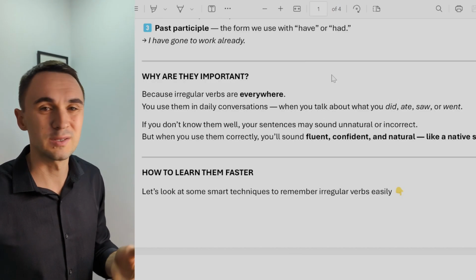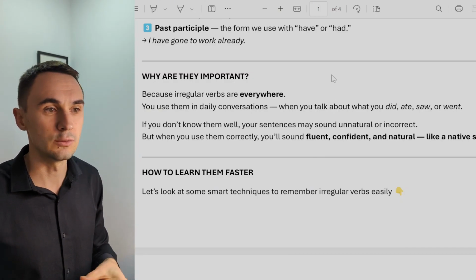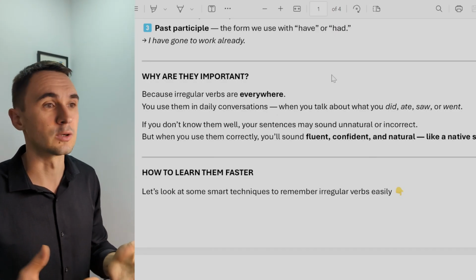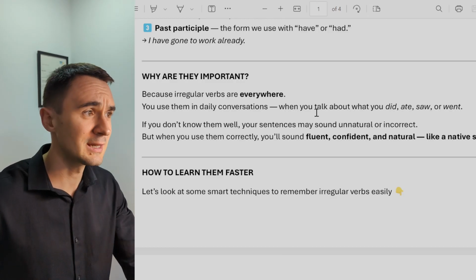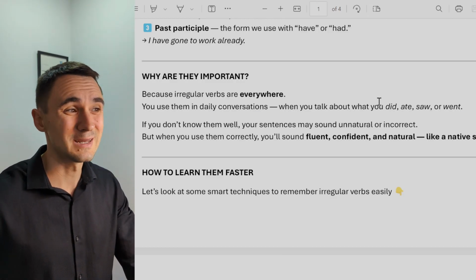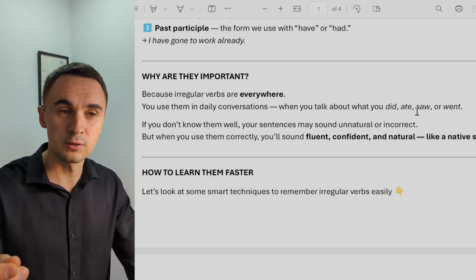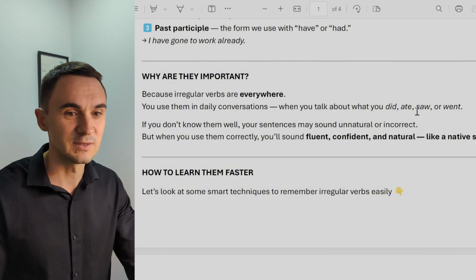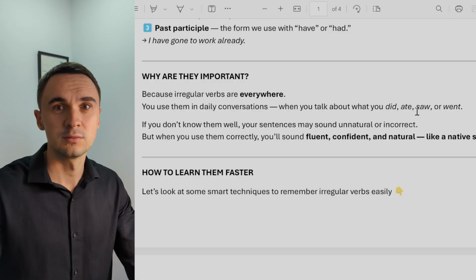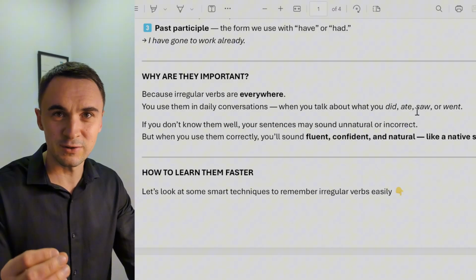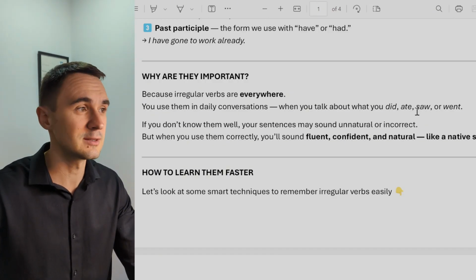We often talk about the past, right? Yeah, past actions, things we've done already, yeah? So we use what? Either second form or third form of the verbs, yeah? That's why they are very important for us, yeah? And if you don't know them well, your sentences may sound unnatural or incorrect or even confusing, you know? Very often I ask my students, did you really go there? I mean, because they said, I go. So I go or I went. Yeah, it's very important. If you change that, the whole story, the whole meaning changes, right?